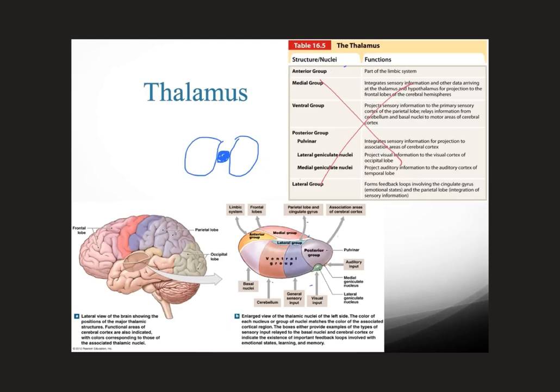But you should know that in the thalamus, about 95% of your sensory information is going to be passing through. We did talk about this previously, and from here you should know where it goes to. It's going to go to structures that are located posterior to the central sulcus.